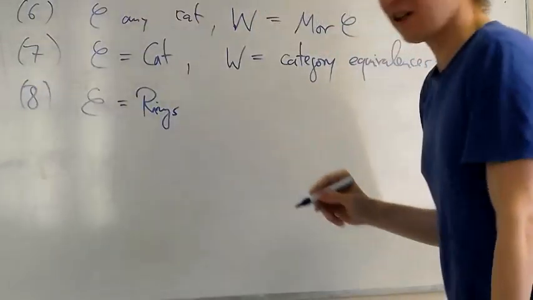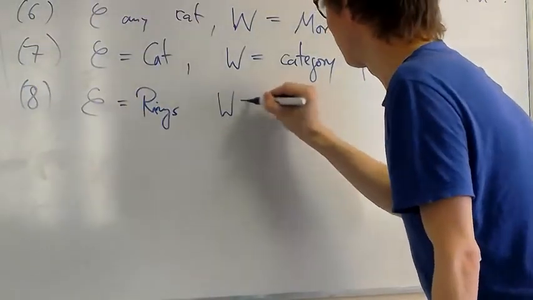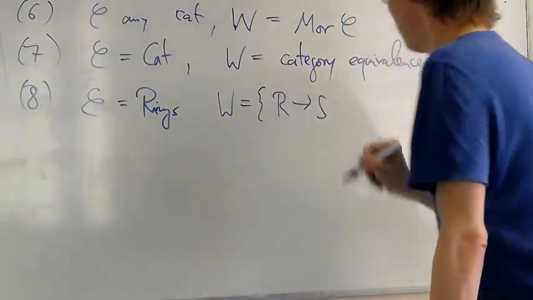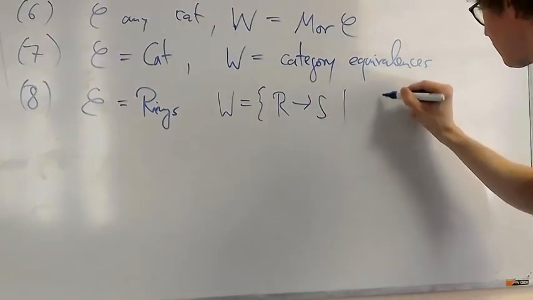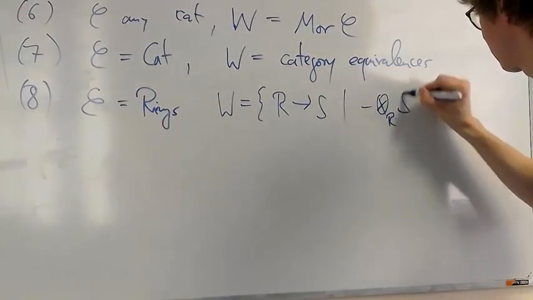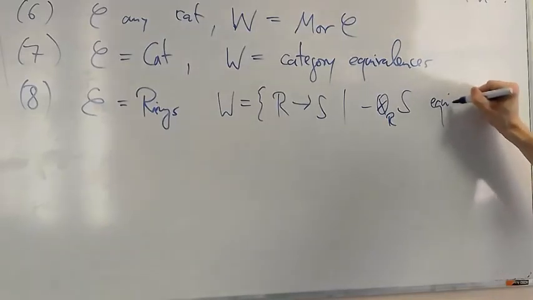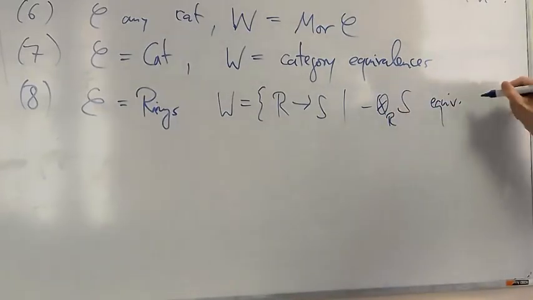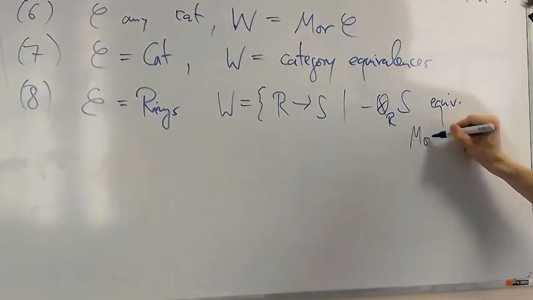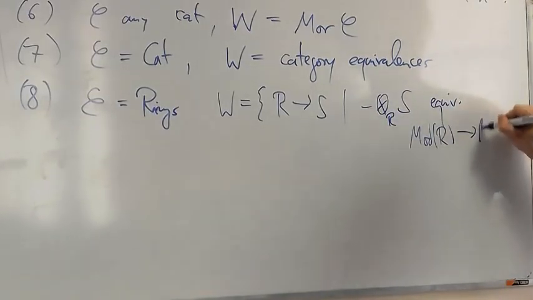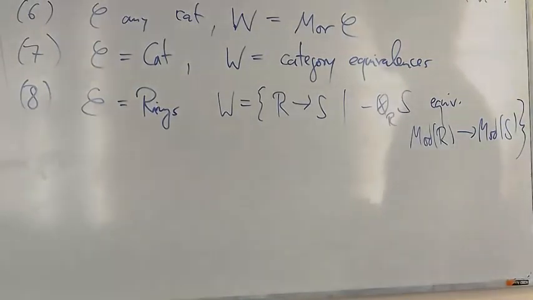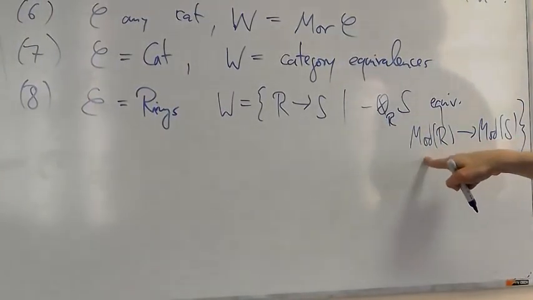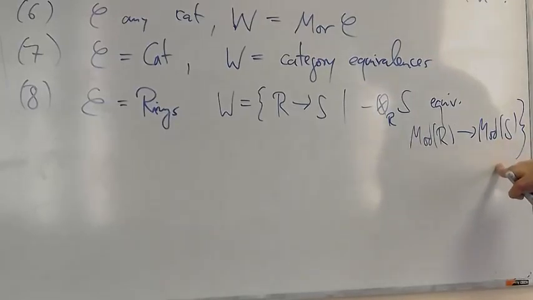I don't know if this has been studied, probably, take rings and take as equivalences ring homomorphisms inducing equivalences of categories between the module categories. So an equivalence from R-modules to S-modules. That's sort of Morita equivalence. Could be just the same for the derived categories instead, and that's stable equivalences.